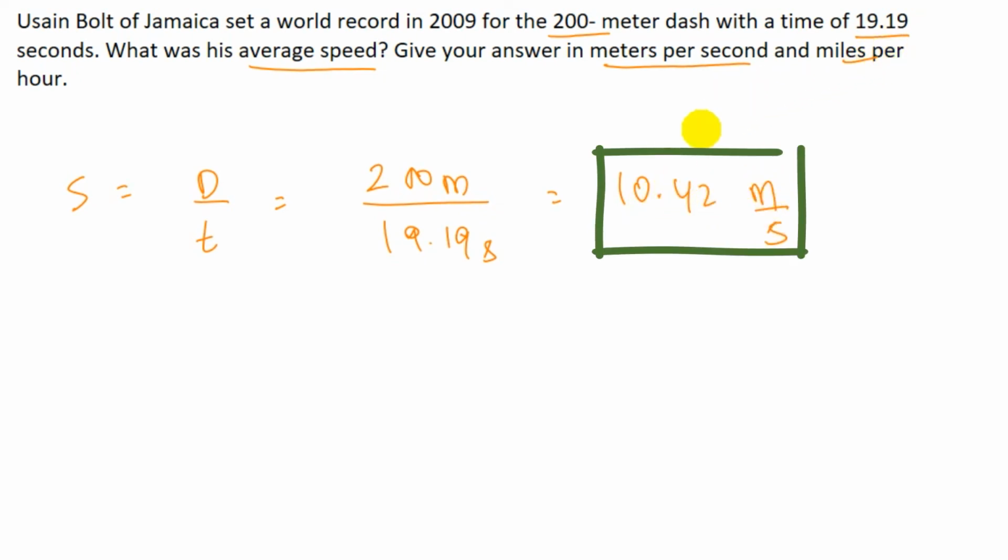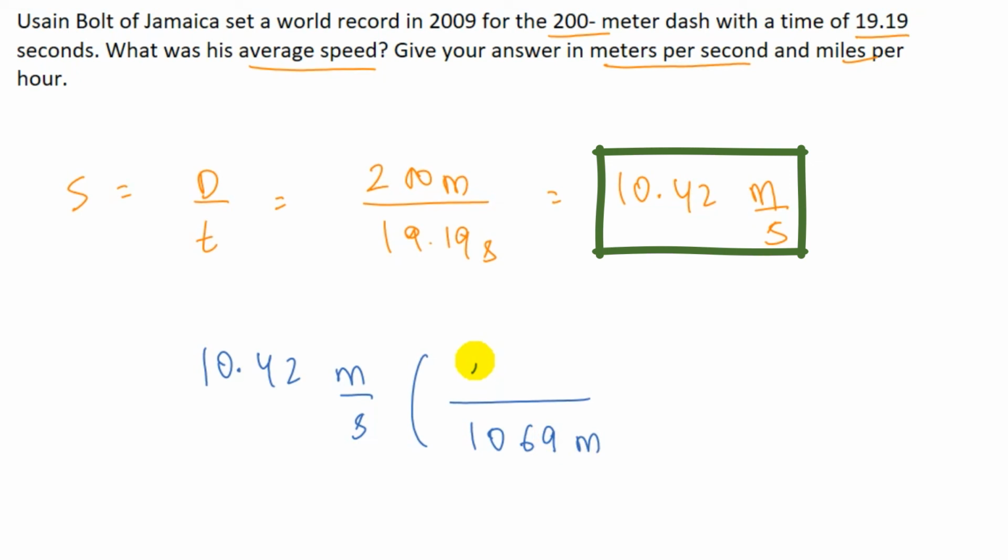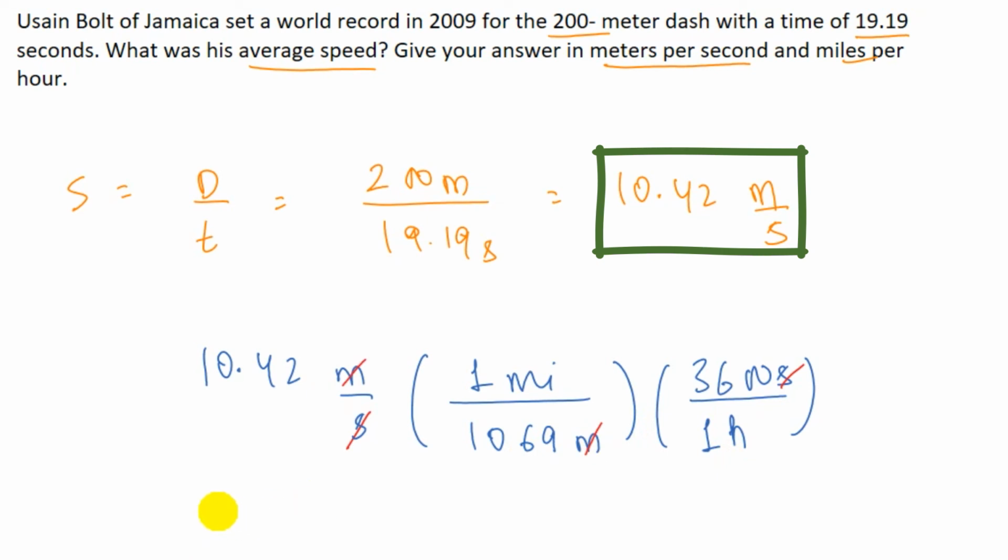Now we have to also write the answer in miles per hour. So here we have to use the concept of unit conversion that we studied earlier. So 10.42 meter per second. Now we know that in 1069 meters we have 1 mile, and in 1 hour we have 3600 seconds. So here we see that this one and this one would cancel, this one and this one would cancel. So this would be equal to 23.32 miles per hour.